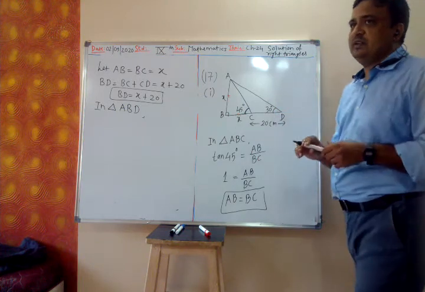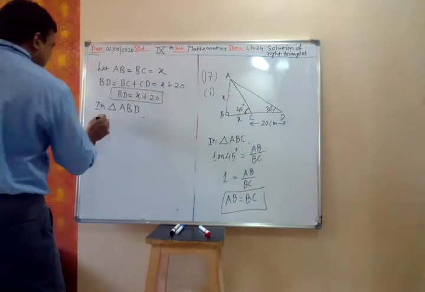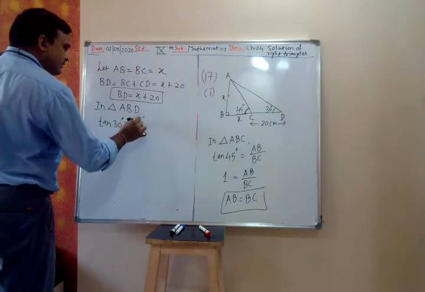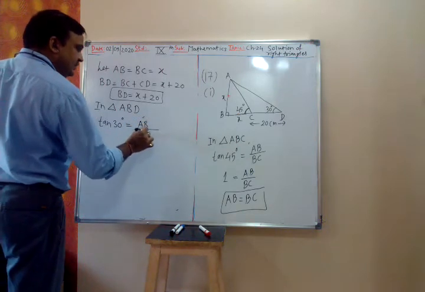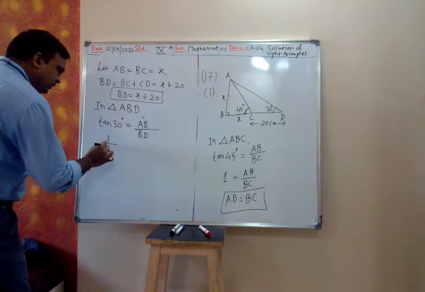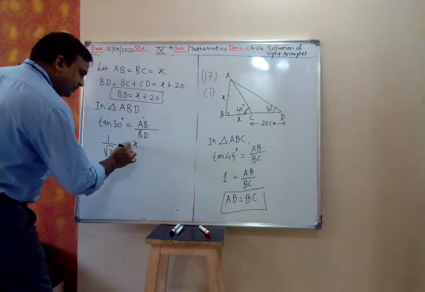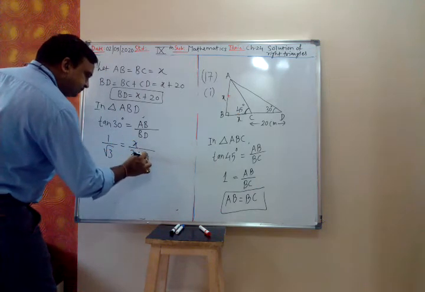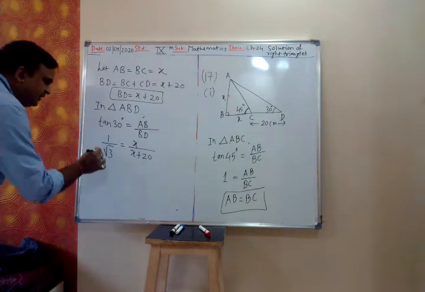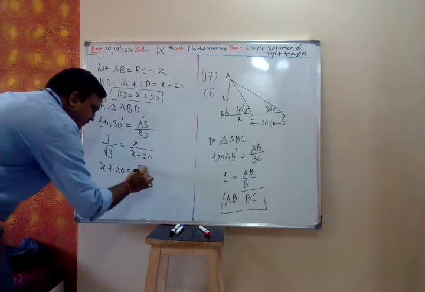So which ratio will you consider? Sine, cos, tan? Tan. So tan 30 degree is opposite, that is AB, upon adjacent, BD. Tan 30 degree is 1 by root 3. So 1 upon root 3 is equal to AB, which is X, upon BD, which is X plus 20. Now we cross multiply and simplify. You will get X plus 20 is equal to root 3X.